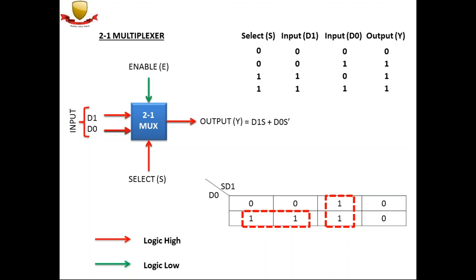By this Karnaugh map, you can see this is the Boolean equation: D1 S plus D0 S bar. And this is the logic circuit. It consists of two AND gates, one OR gate and one NOT gate. This is how your 2x1 multiplexer works.